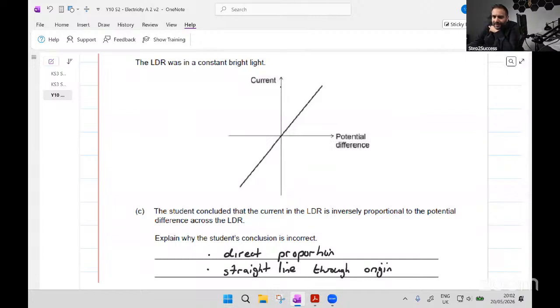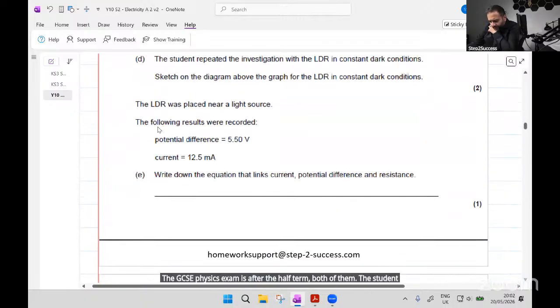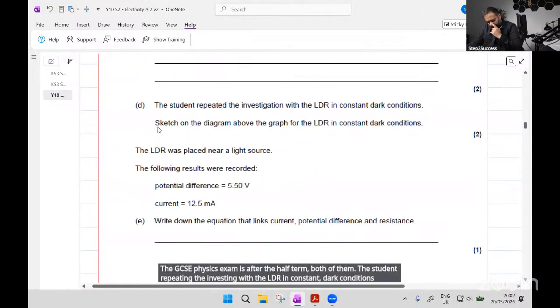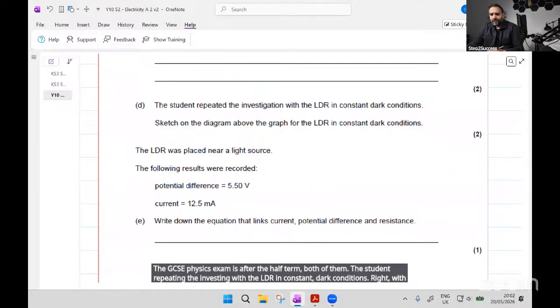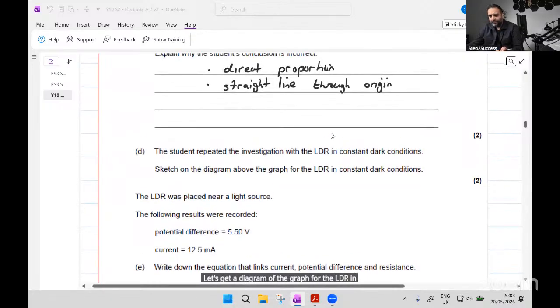The GCSE physics exam is after the half term, both of them. The student repeats the investigation with the LDR in constant dark conditions. Let me figure out how you do part D. Sketch on a diagram the graph for the LDR in constant dark conditions.